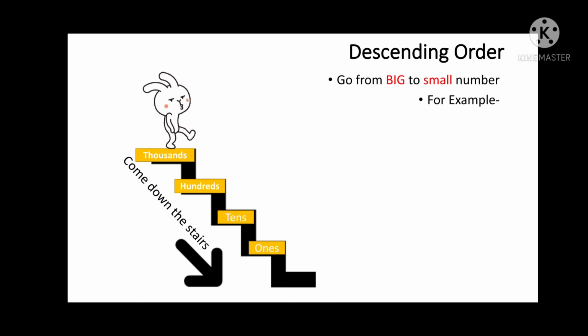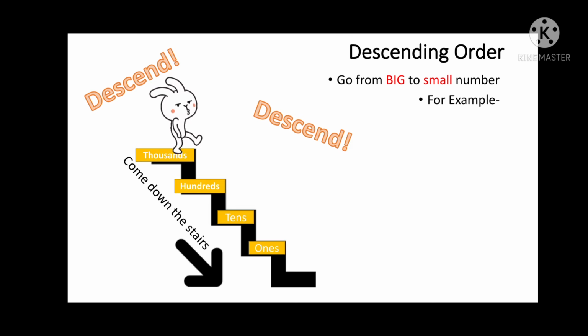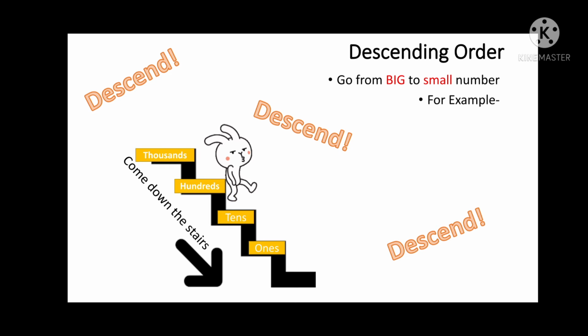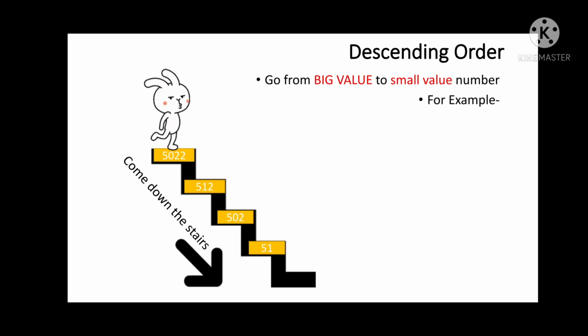Again, let's descend the bunny from the highest place value to the lowest place value. The highest place value here is thousands and the lowest place value is ones. So the bunny will come down the stairs when we say descend. Descend. Very good. So this is how we go from big value, biggest place value to the smallest place value.